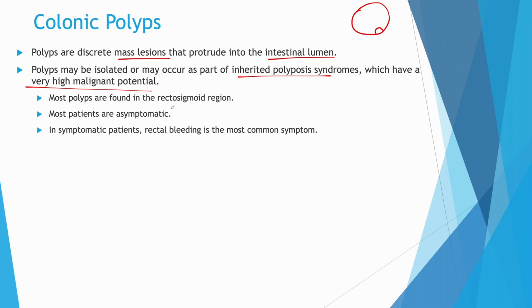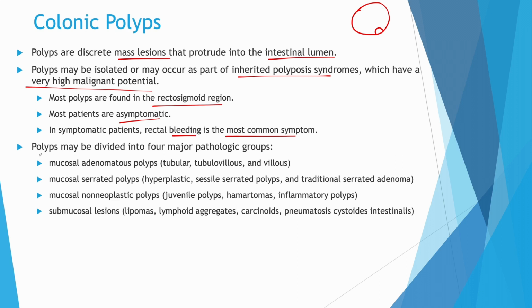The majority of the polyps are found in the rectosigmoid region, which is why we can use flexible sigmoidoscopy as a screening tool. Again, most patients are asymptomatic, and if they do have symptoms, bleeding is the most common symptom.